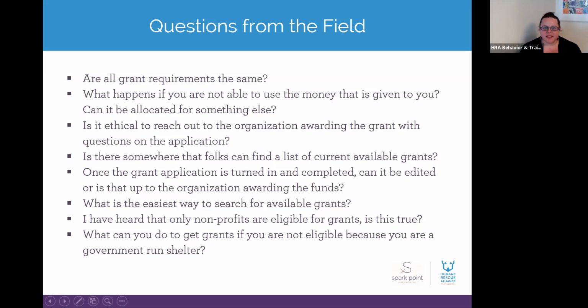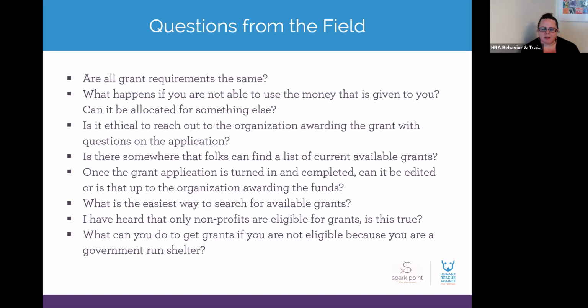If you're not able to use the money that's given to you, it would be a problem. So usually funding that is allocated for a specific purpose is not able to be used for other purposes. And typically what that is called is a restricted grant. So if your grant is restricted to a specific project and you write a grant proposal for that project and you ask for money for that project, you have to use the money for that project.